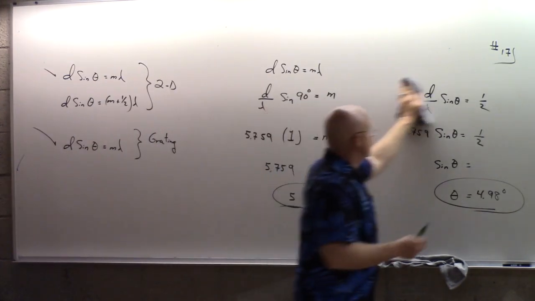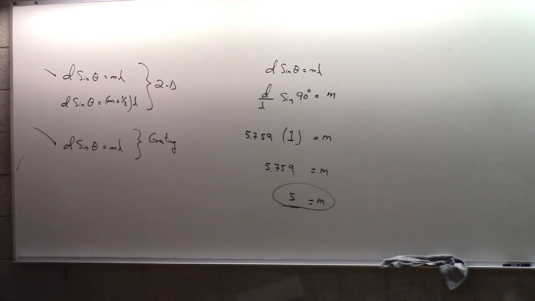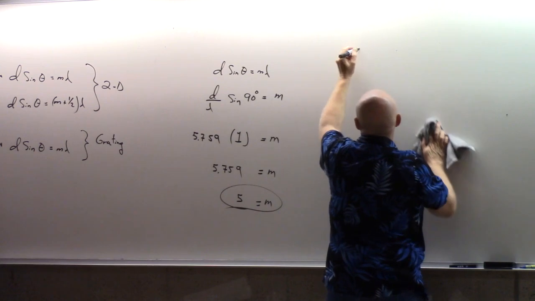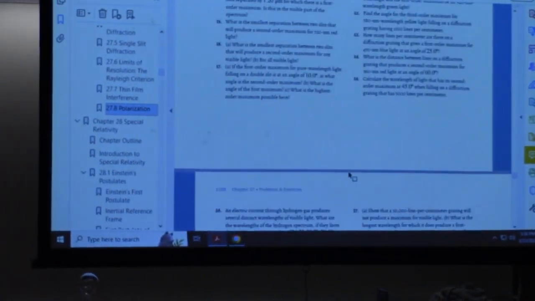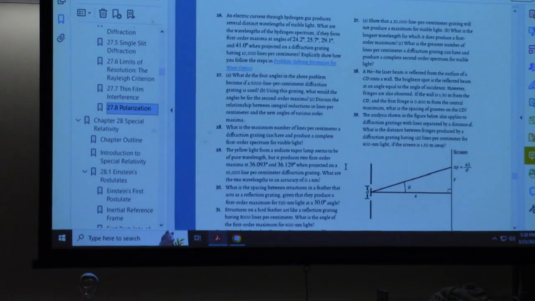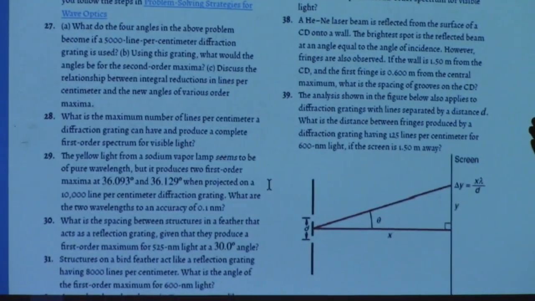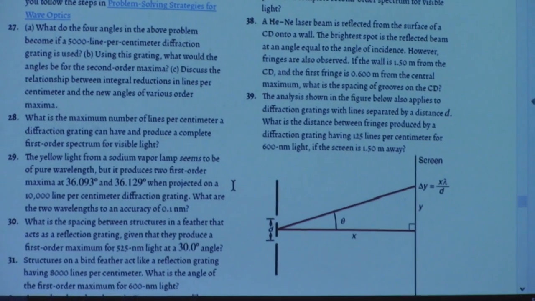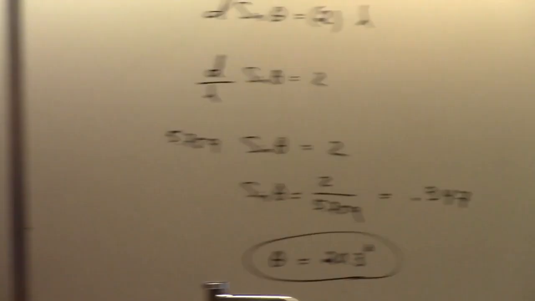Okay, keep that in mind, because what reminded me of that is I wanted to show you how you would calculate the most you can see, because that's what this problem does. Number 37 here for our last example is talking about what's the largest order you can see also. Of course, now they're talking about a diffraction gradient, but it's still the same kind of logic here. And so number 37 says, show that for a 30,000 lines per centimeter gradient will not produce a maximum in the visible.